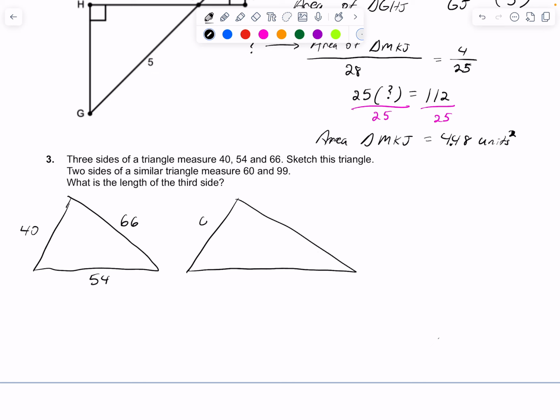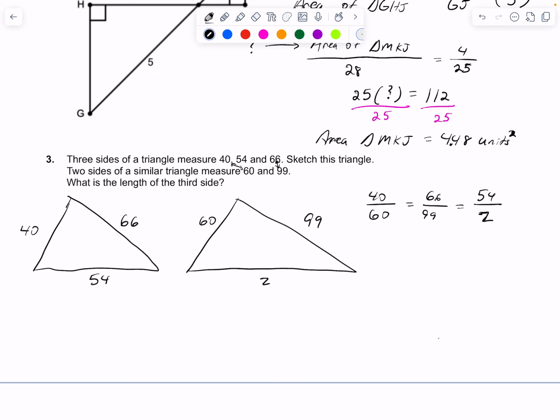I'm going to match up the 40 with the 60. And this can be a little tricky, but if you look at those 40, 60, that's going to reduce to 2/3. And then if you look at 66 and 99, if you would look at that fraction, that would also reduce to 2/3. So I'm going to match up the 99 with the 66. So my length of my third side, which I'll call whatever you want, Z, right? That's going to match up with the 54. So we have 40 over 60, which is equal to 66 over 99, which is equal to 54 over Z.